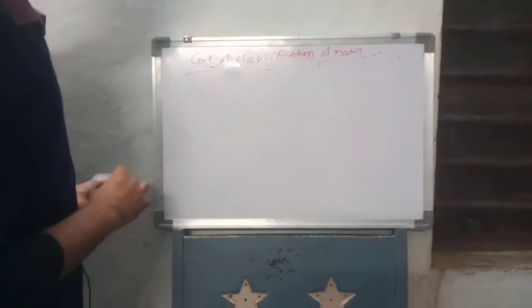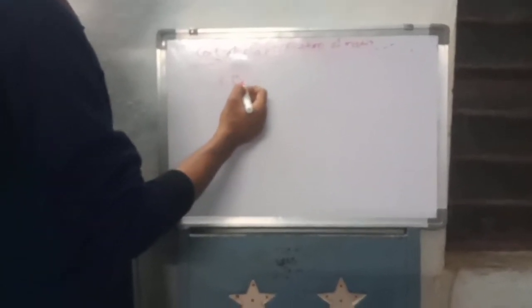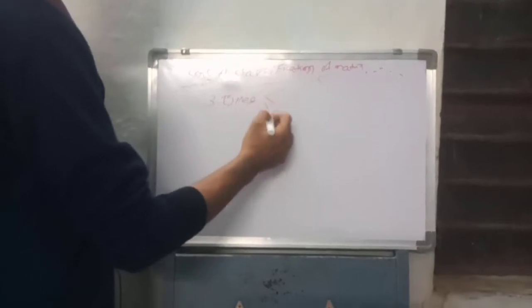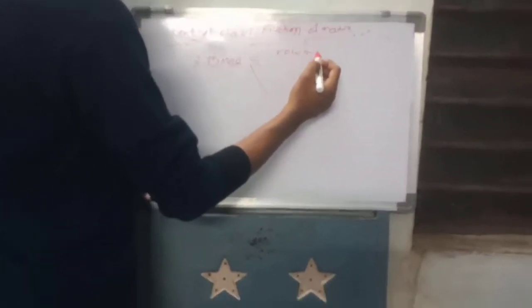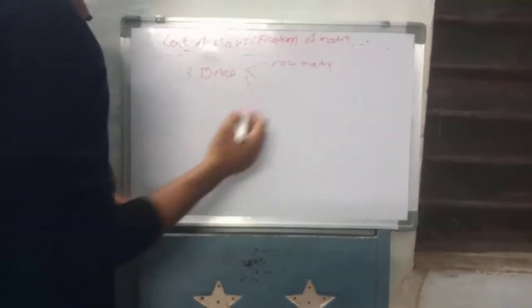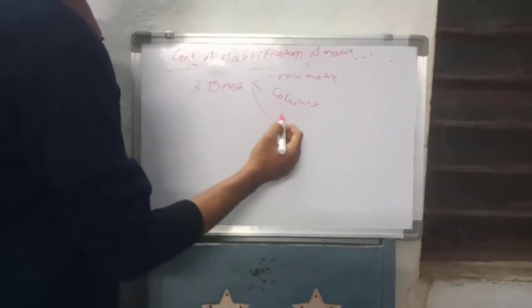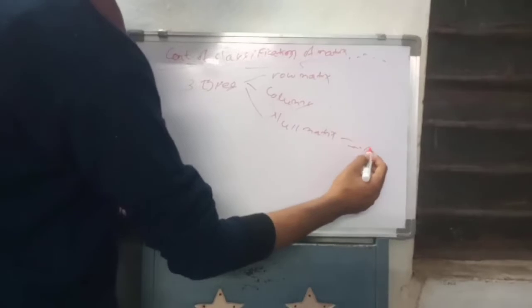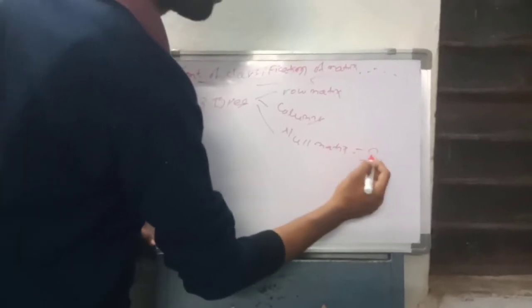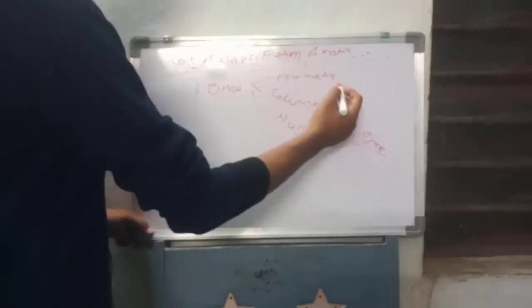Again, matrices can be divided into 3 types. One is row matrices, column matrices, and null matrices. This null matrix is important, because it comes the maximum number of times in exams. Row matrices, column matrices and null matrices.